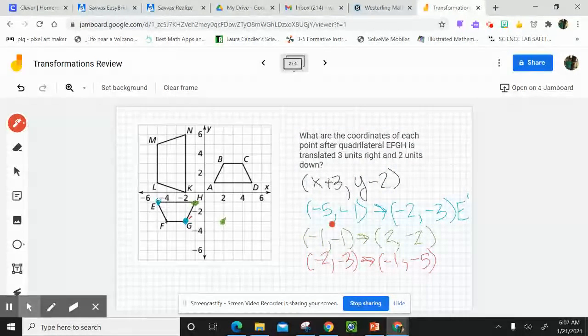No, +1. +1, -5. So there's my new G. That's my G prime.